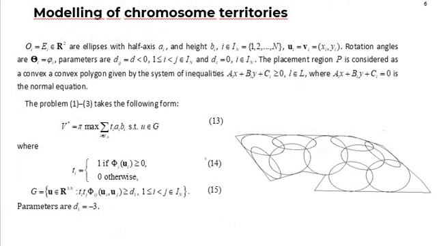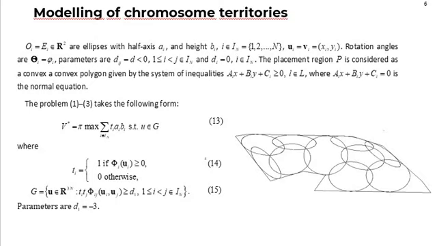The next application is modeling of chromosome territories. Chromosome territories can be represented as overlapping ellipses within the nucleus, which is approximated by a convex polygon. To model these territories, it's necessary to accurately simulate the spatial distribution and interaction of these ellipses. This involves evaluating their position and overlaps to reflect the actual behavior of chromosomes during interphase.